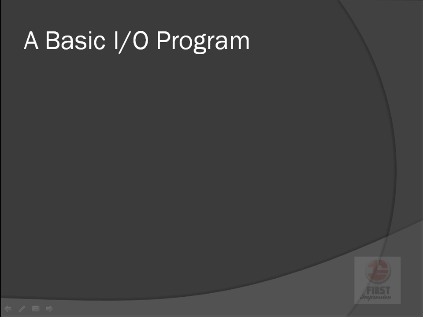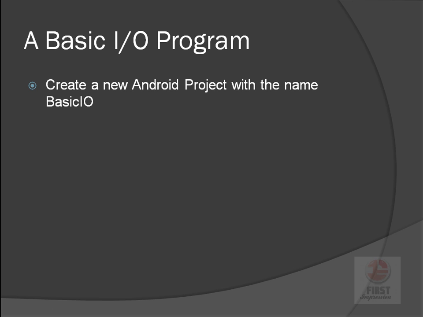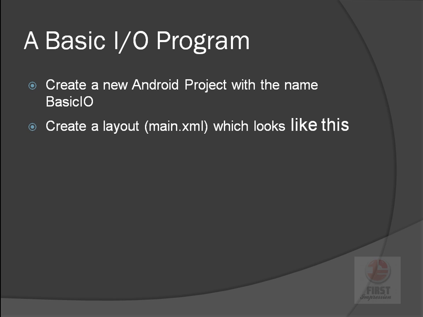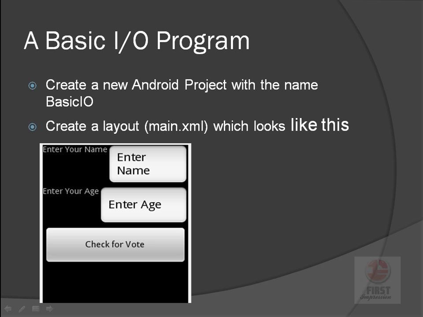Let's have a basic IO program that will use all the functionalities that we had in the previous slide. We'll create a new project with the name basic IO. I hope we are now clear with how to create a basic Android project. We go to file and say new Android application project. Here we give the project name, the package name, the version of Android, and then the title of the application. The layout must look something like this.